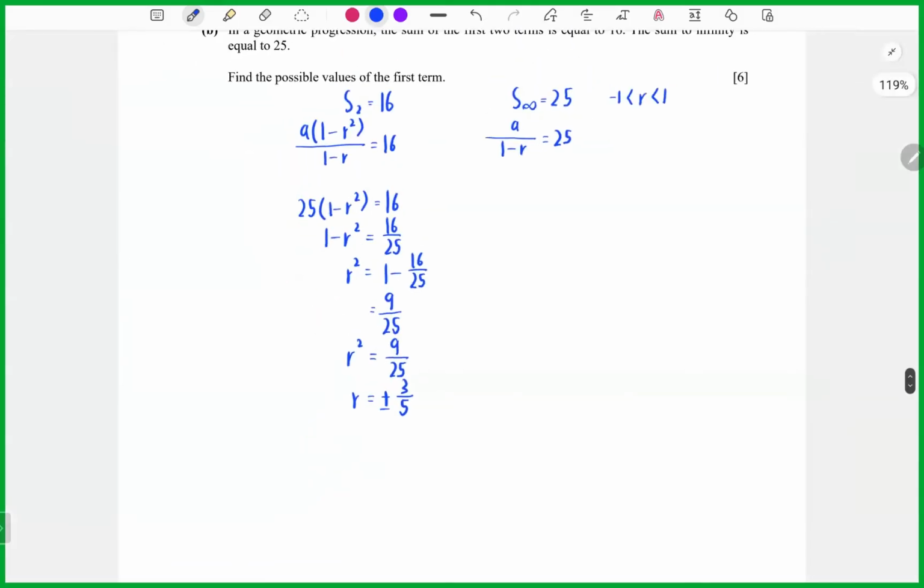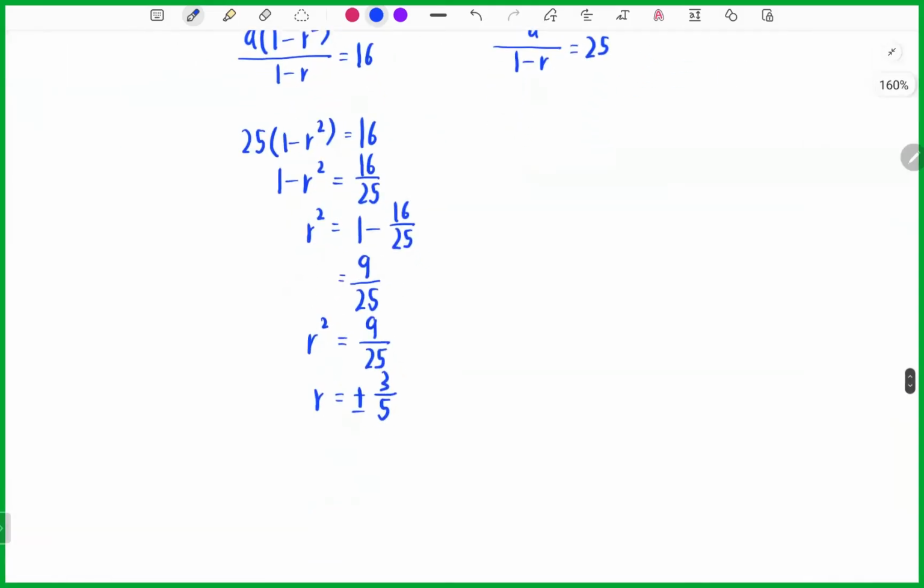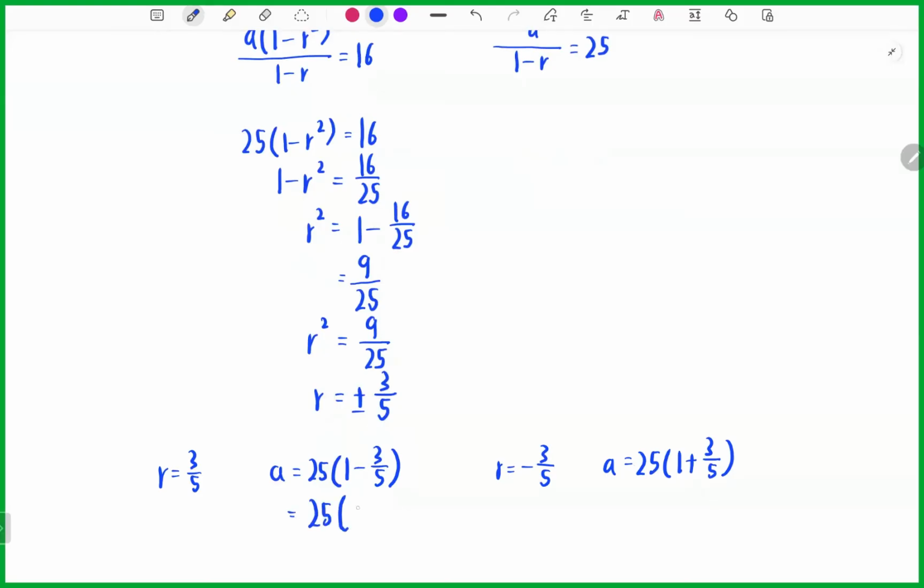And then we can try to find out the first term. a equals to 25 brackets 1 minus 3 over 5, when r equals to 3 over 5. And when r equals to negative 3 over 5, a equals to 25 brackets 1 plus 3 over 5. So here you get 25 brackets 2 over 5. So 1 over 5 times 25 equals to 10.